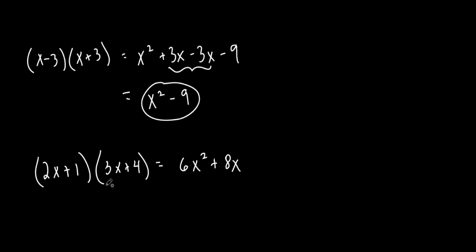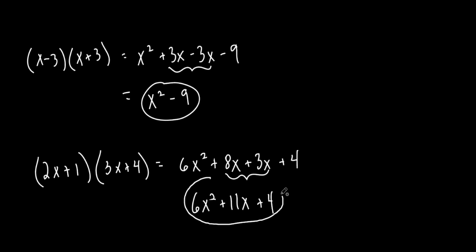Inside, these two right here. Positive 1 times 3x is plus 3x. And then the last, positive 1 times positive 4 is plus 4. Add like terms. Do I have any like terms? Sure, I got those two right there. So I just write down 6x squared. 8x plus 3x is plus 11x, and then plus 4, and then you're good to go.